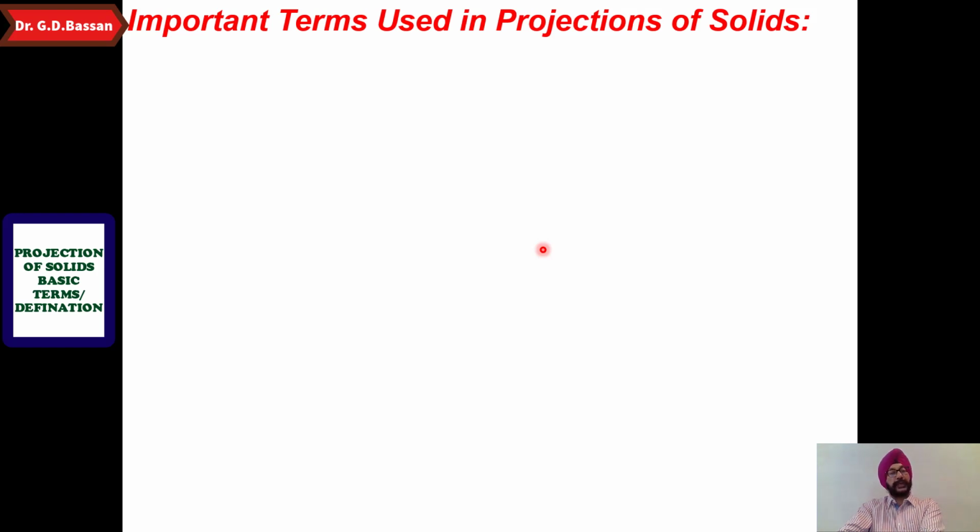Now after knowing about different types of solids, there are various important terms which are used in the projection of solids, and they are very important to learn about. Unless you know about these terms, you will not be able to solve the examples on the projection of solids. What is known as a right solid?